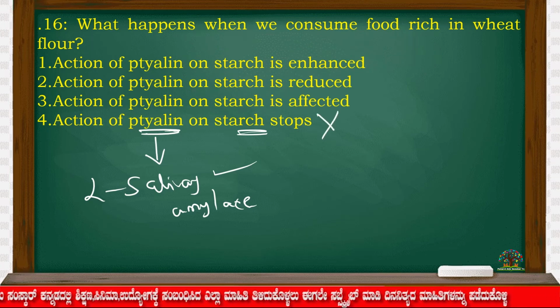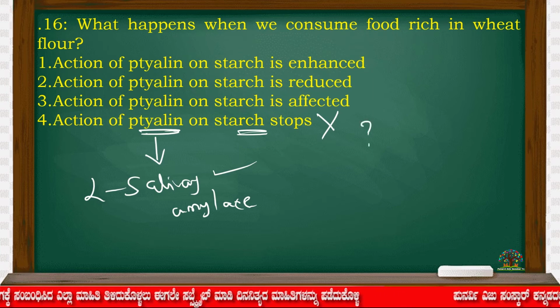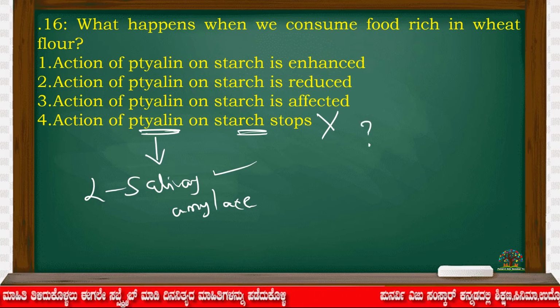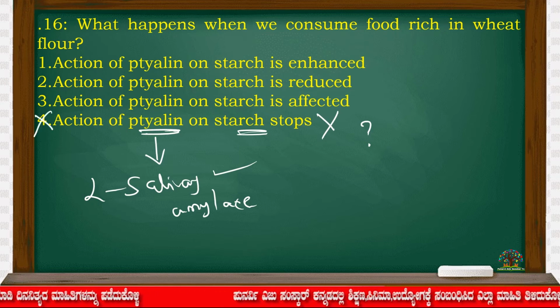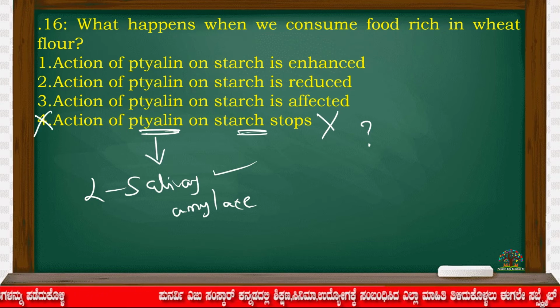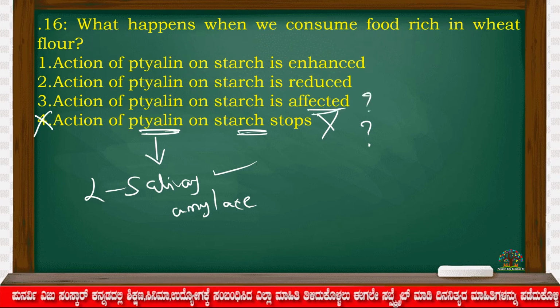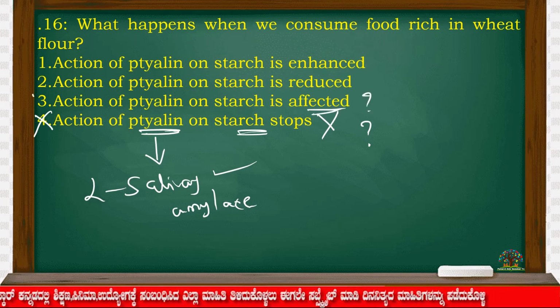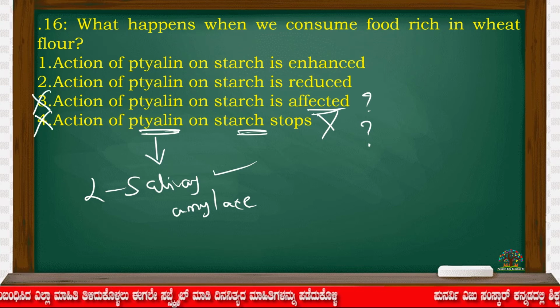Option number 4 says action of talin on starch stops. If the action on the starch stops, how will it be digested? That digestion process isn't possible. Therefore, option number 4 cannot be correct. Option number 3 says action of talin on the starch is affected. What is the meaning of being affected? This sentence doesn't make any sense at all.